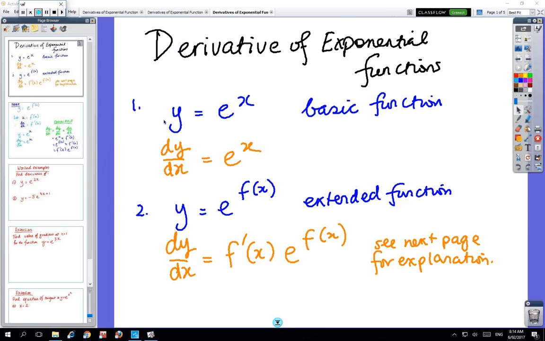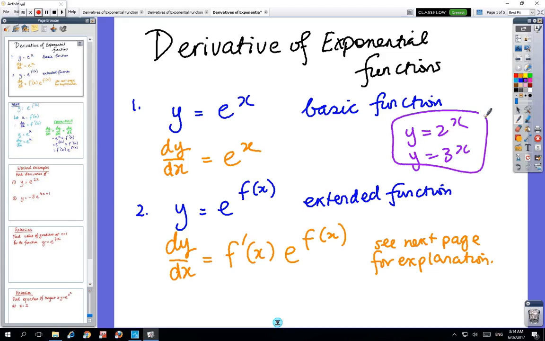Okay, guys, we're looking at derivatives of exponential functions. It's just hopefully a short video to introduce it. So we're looking at exponential functions, which can be categorized by y equals e to the x. There are obviously other exponential functions, for instance y equals 2 to the x, y equals 3 to the x. They're exponentials. But when we're finding derivatives, y equals e to the x is the one we're going to be using.